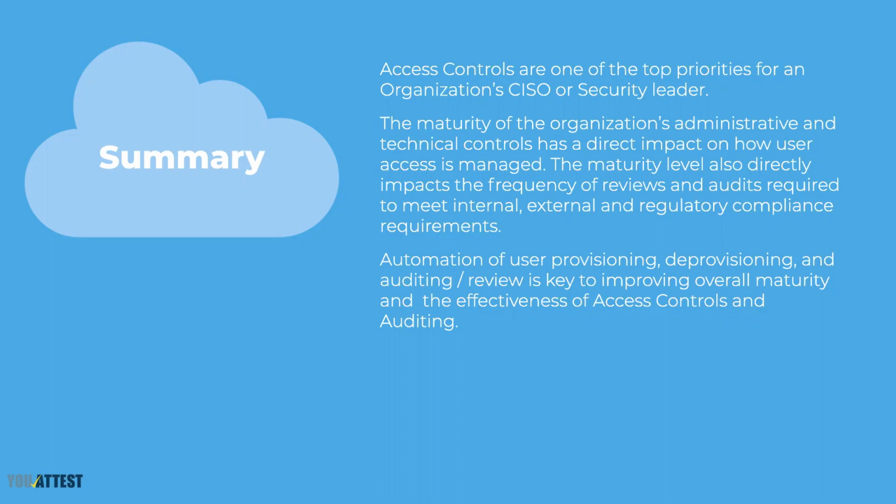And the key to making this all happen smoothly is, of course, automation of user provisioning, deprovisioning, auditing, review, etc. This helps improve your overall maturity, so you can get up from the 2 to 3 to the 4 to 5 on the maturity level, as well as improving the effectiveness of access controls and auditing.